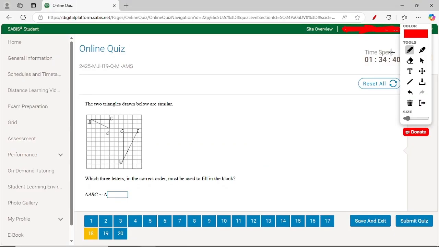The two triangles drawn below are similar. Which three letters in the correct order must be used to fill in the blank? Now, triangle ABC is similar to triangle, and we need to put it in the correct order. Now, to make this triangle similar, we have this triangle ACB. We can make it at the same position.